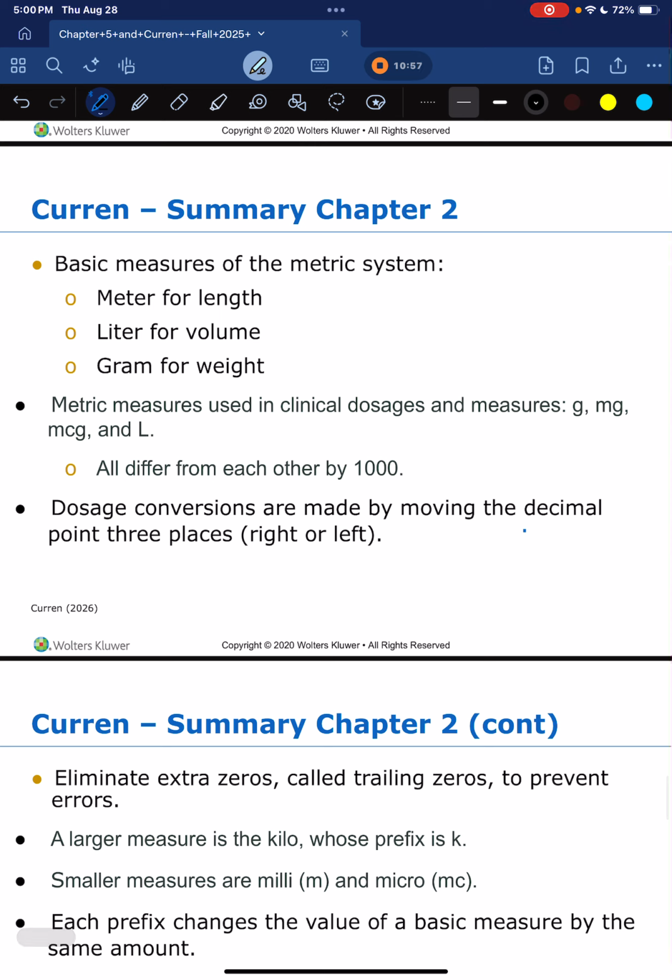All right, I review the metric system and radiation percentages.